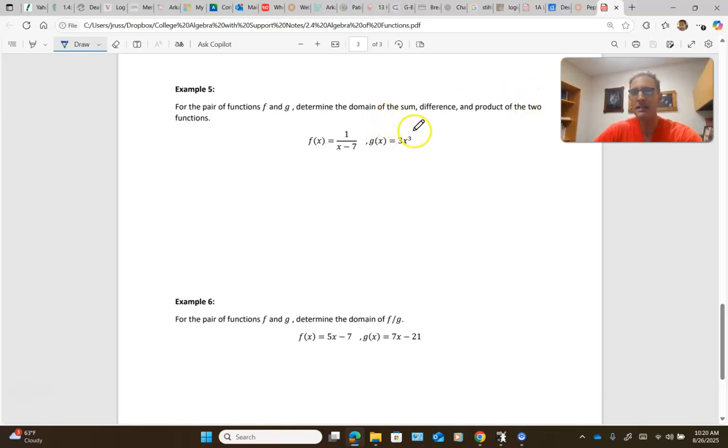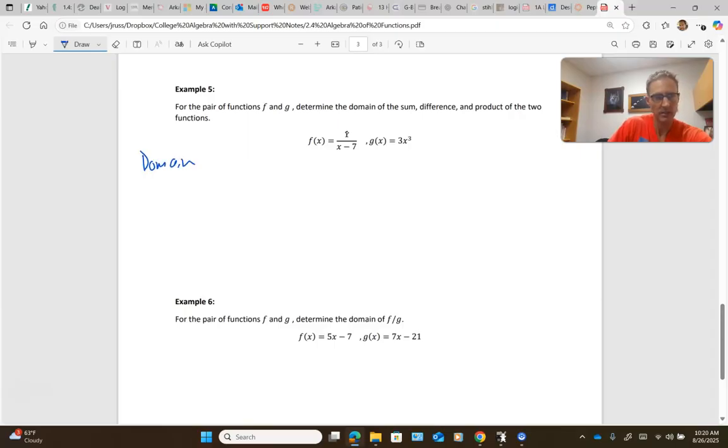Well, g is a polynomial. It's a cubic polynomial, but f is not. f is a rational function. So the domain for g would be all real numbers, but that's not going to be the domain of f.